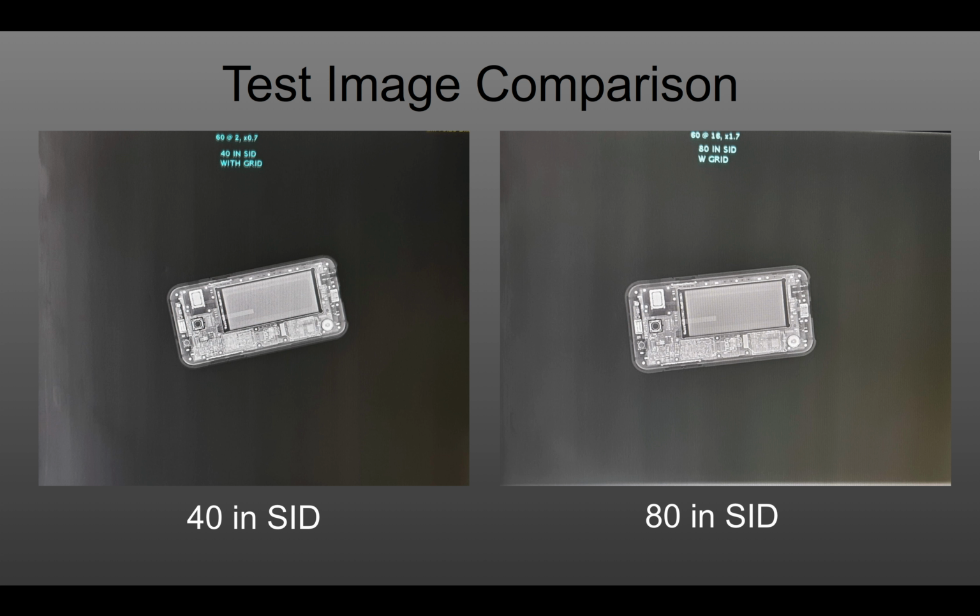After we did the flat field QC test, we did some test images and noticed that the non-uniformity is less obvious at a higher SID. This is due to the anode heel effect being less prevalent at longer SIDs because the beam is less divergent.